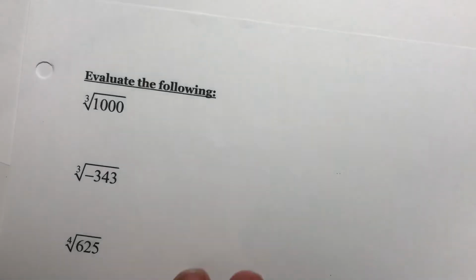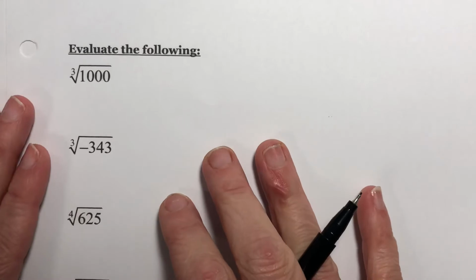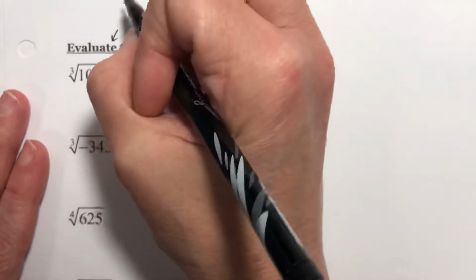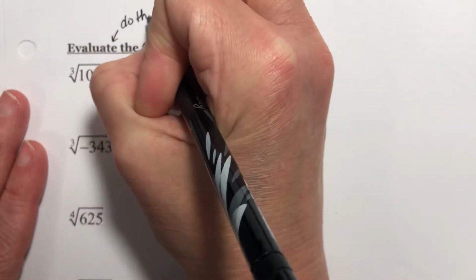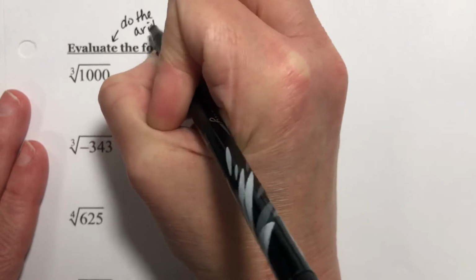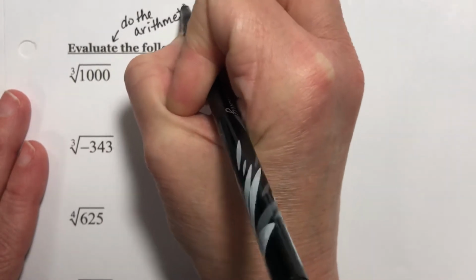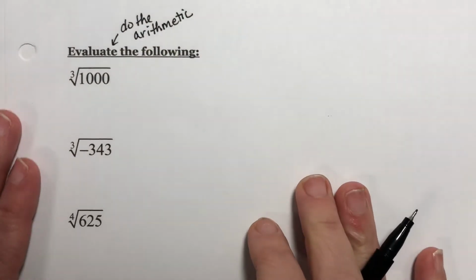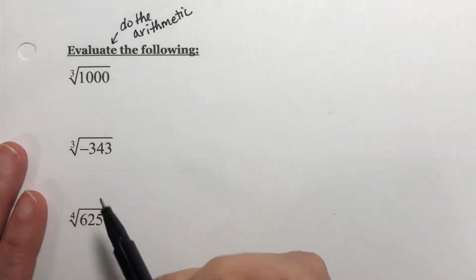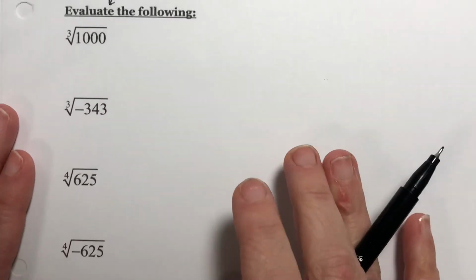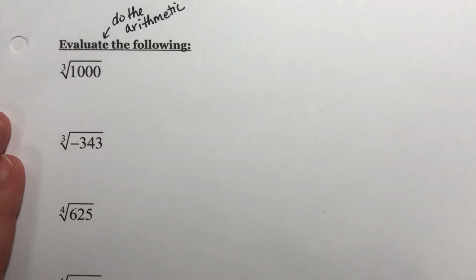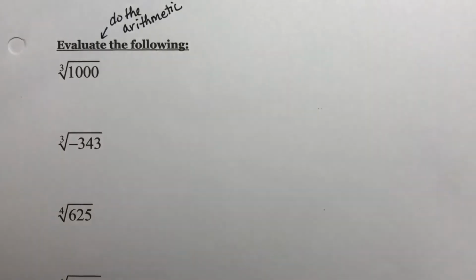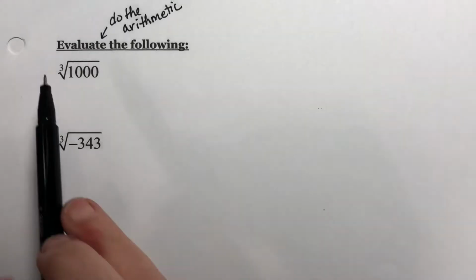Okay, last page. We are asked to evaluate the following. Evaluate means do the arithmetic. Okay. Now we have cube roots. We have fourth roots. We have an index other than 2. Remember, if the index is missing, it's understood to be 2. It's a square root. This is a cube root.